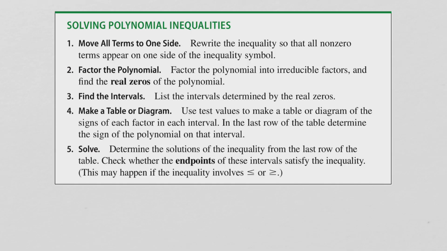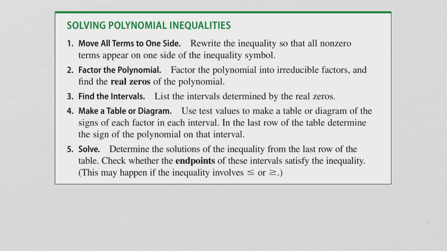So the steps for solving polynomial inequalities, you can read through these on your own, but basically you want to move all terms to one side, so you'll have 0 on the other side. Then you want to factor the polynomial, and we're only interested in factors involving the real zeros. We don't care too much about complex zeros because complex numbers don't show up on the real number line. Next, you find the intervals. So you draw a number line and you define the intervals at which you need to investigate. And then you make a table or a diagram to determine where the inequality is true. And finally, you solve it by putting it all together.